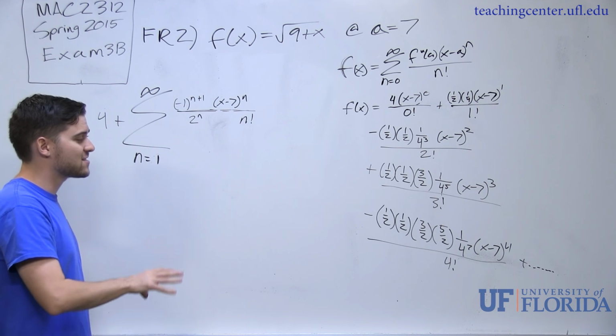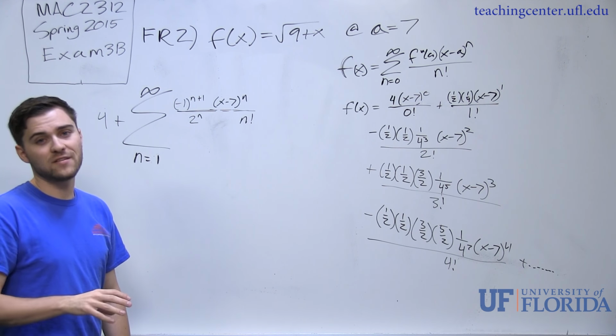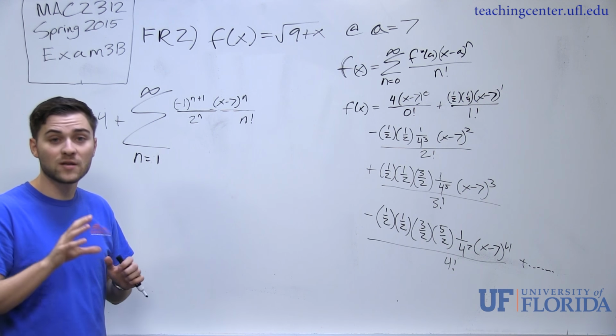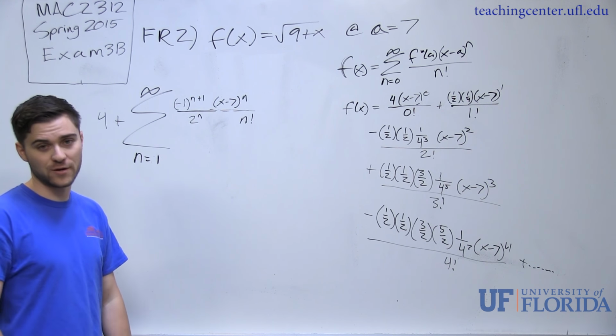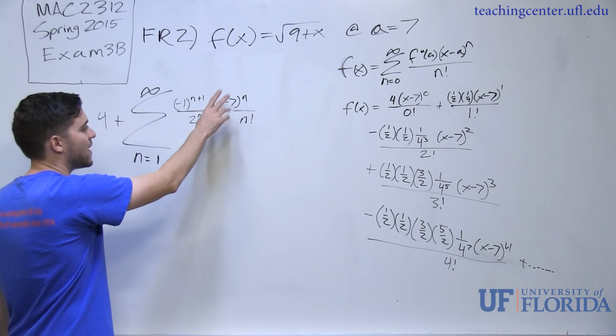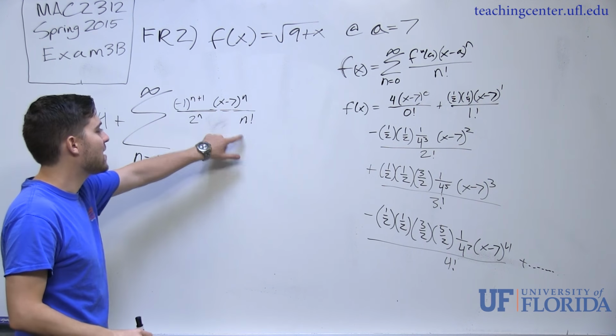And in this case, there are a lot of numbers that we do have to take into account, so we want to be really careful when we're going through. Again, we only want to cancel out stuff when we're completely sure it cancels out. So we have -1 to the n, x minus 7 to the n, 2 to the n, n factorial.